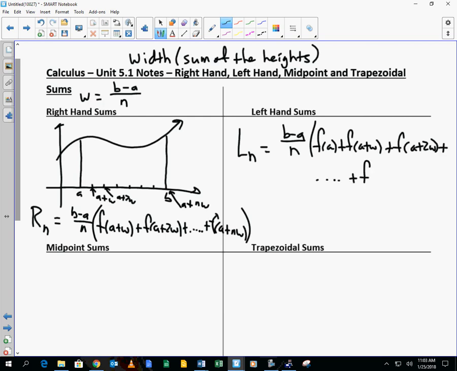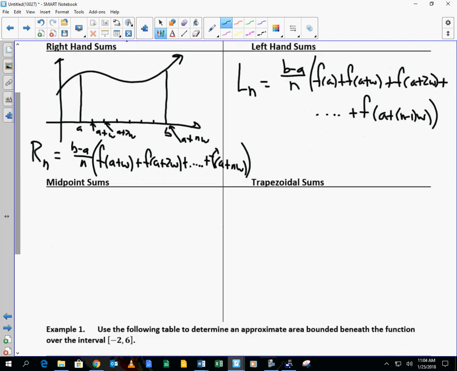What's going to be the last one? It'd be n minus 1, right? It'd be 1 less. So A plus n minus 1 times W. So we lose the 1 at the end for left hand, but we pick up the 1 at the beginning. Yeah, we lose the 1 at the end, but we pick up the 1 at the beginning. And that's the real important idea you have to think about.